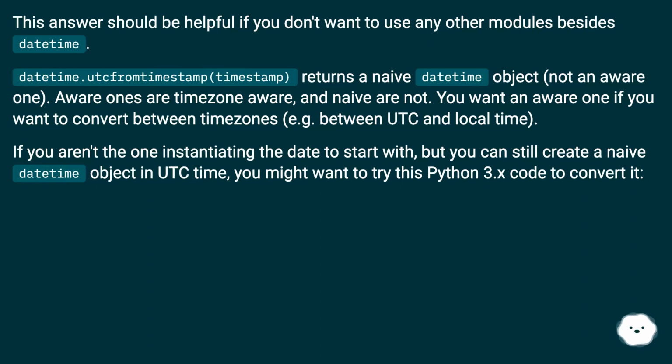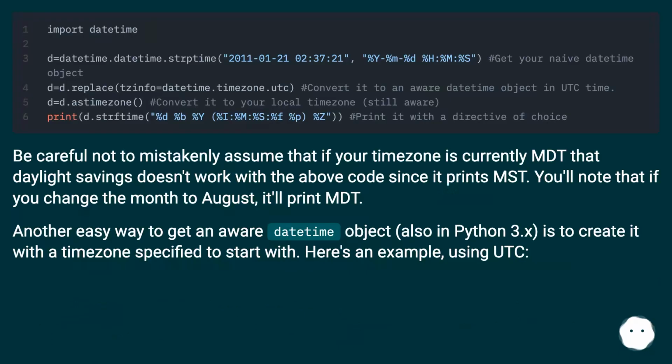If you aren't the one instantiating the date to start with, but you can still create a naive datetime object in UTC time, you might want to try this Python 3.x code to convert it. Be careful not to mistakenly assume that if your time zone is currently in DST that daylight savings doesn't work with the above code since it prints MST. You'll note that if you change the month to August, it'll print MDT.